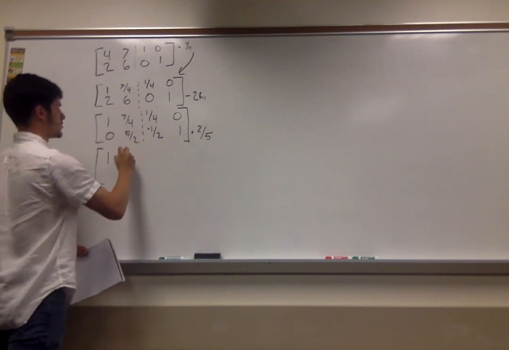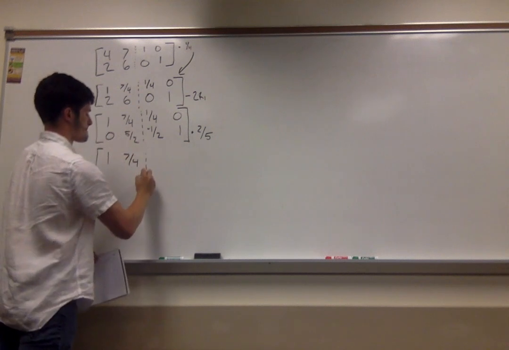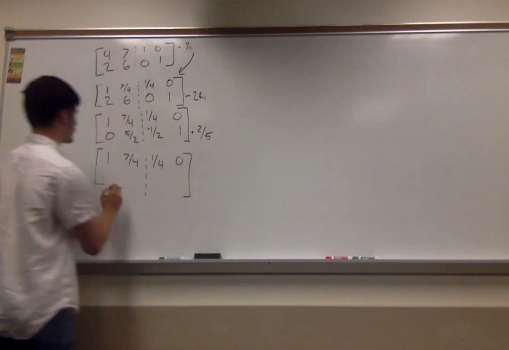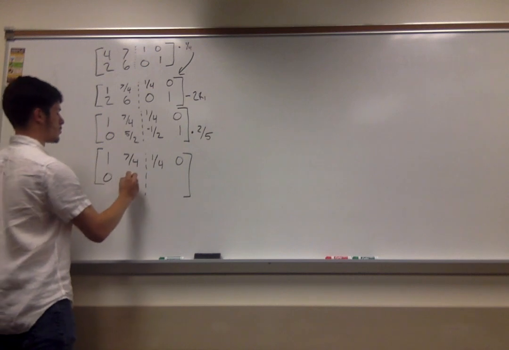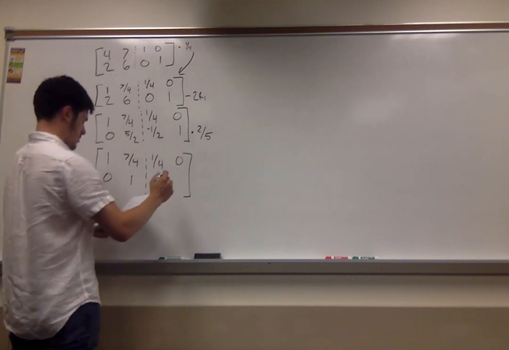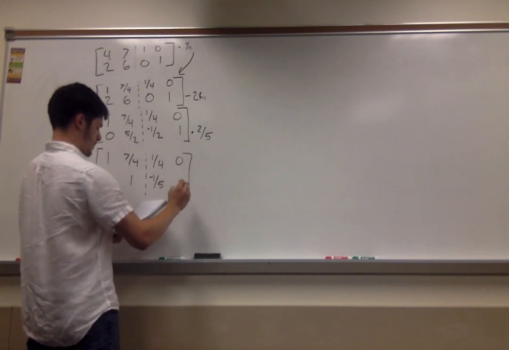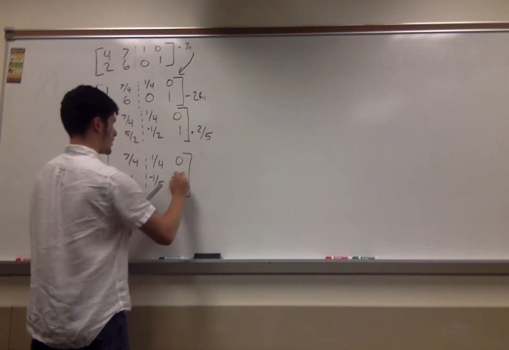Top row doesn't change. Bottom row becomes 0, 1, negative 1/5, and 2/5.